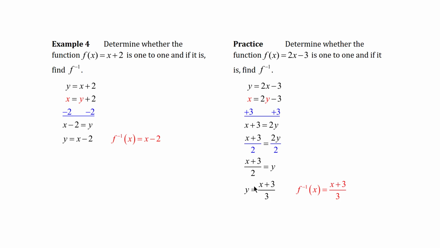Next, we flip the equation, so we get y equals x plus 3 over 3. The last step is replacing y with f inverse of x. Our final answer is f inverse of x equals x plus 3 over 3.